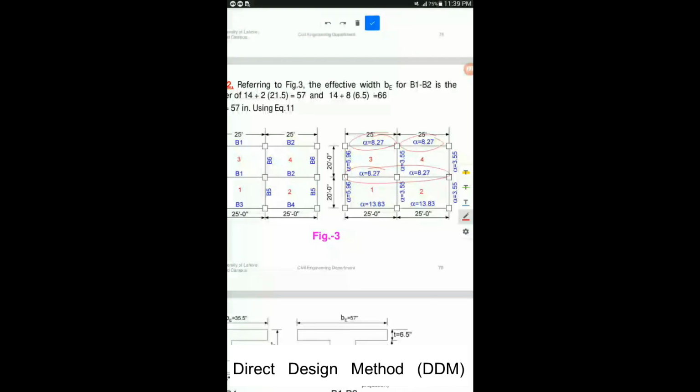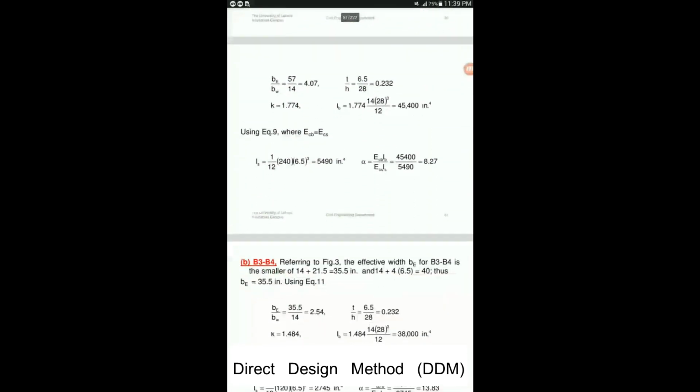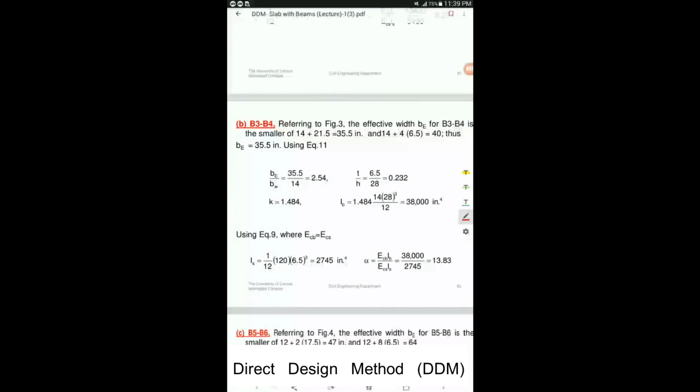In the same way, you are going to calculate the value of alpha for these L-shaped beams, because these are B3 and B4, so the calculations are being done here for B3 and B4. Just for your information, when you are calculating the moment of inertia of slab for B3 and B4, because this is lying in the exterior rigid frame, this 120 is basically coming from 10 multiplied by 12, where 10 is the width of the beam, which we have already discussed.